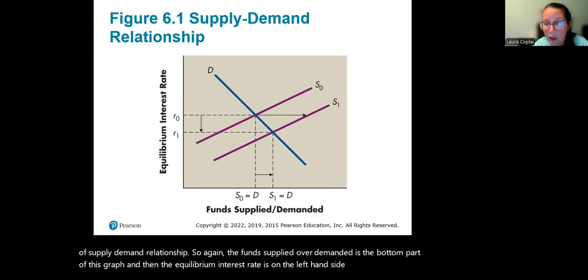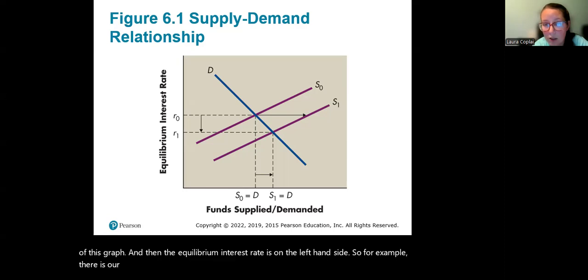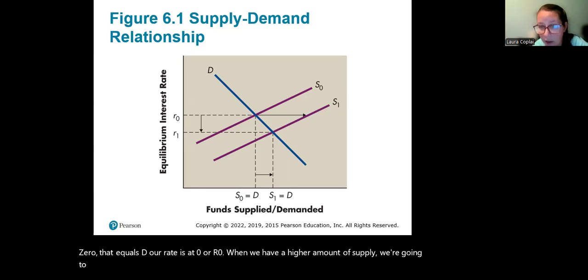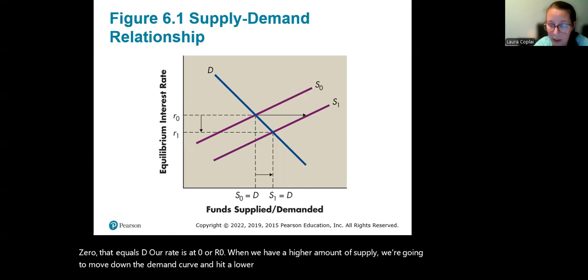So, for example, there is our demand sloping curve there. It's not really a curve, it's more of a line, but our demand line, and our supply line. So at S0 equals D, our rate is at R0. When we have a higher amount of supply, we're going to move down the demand curve and hit a lower rate, if that makes sense.